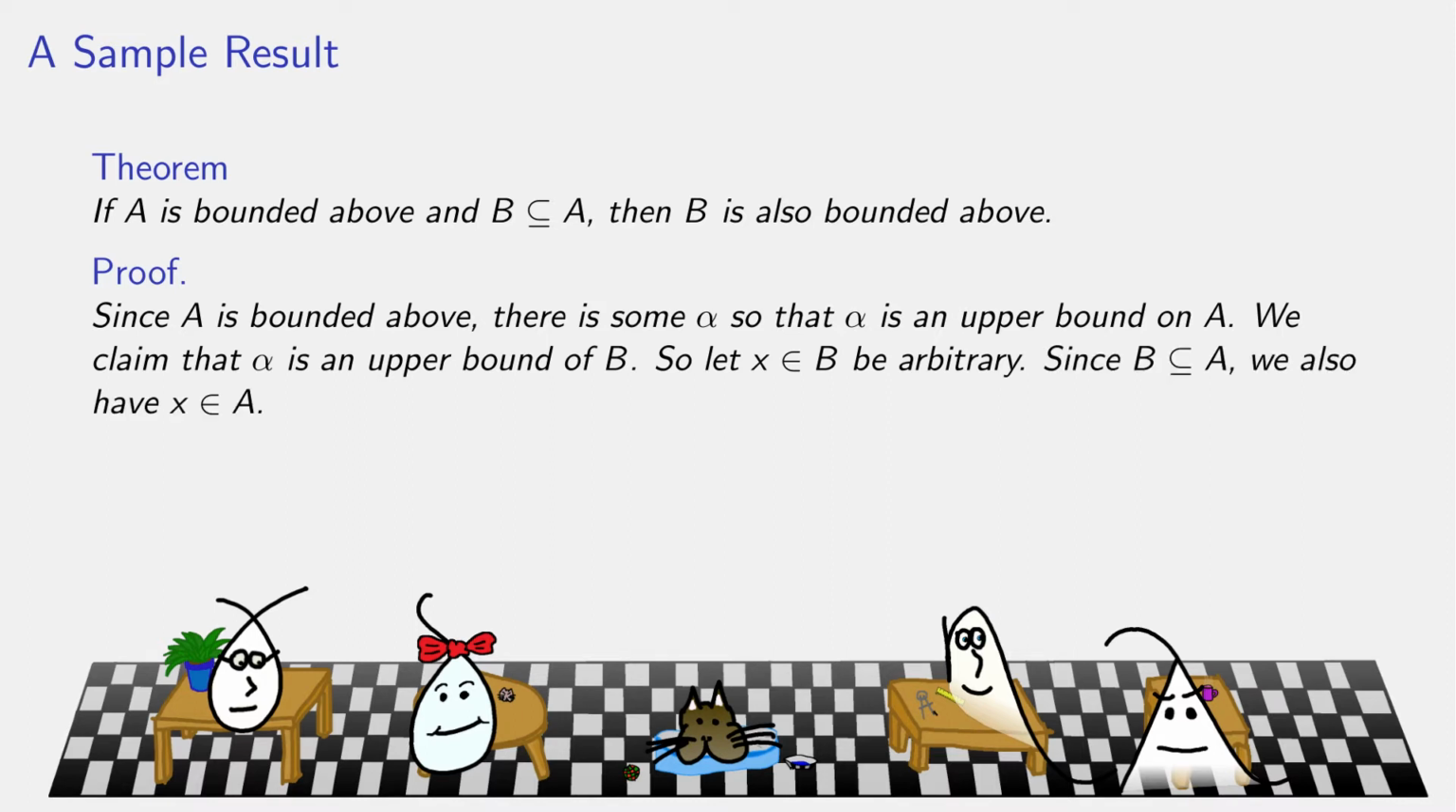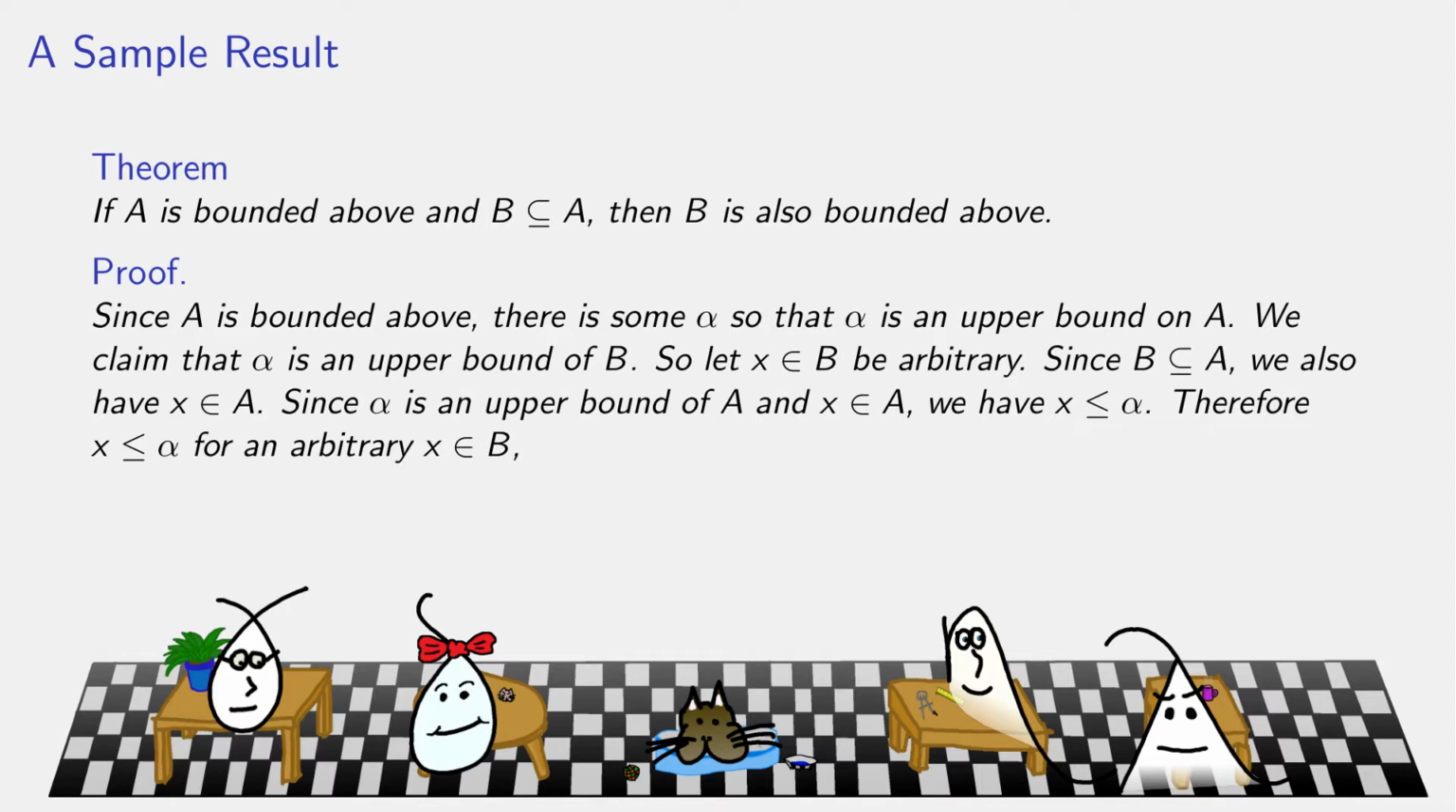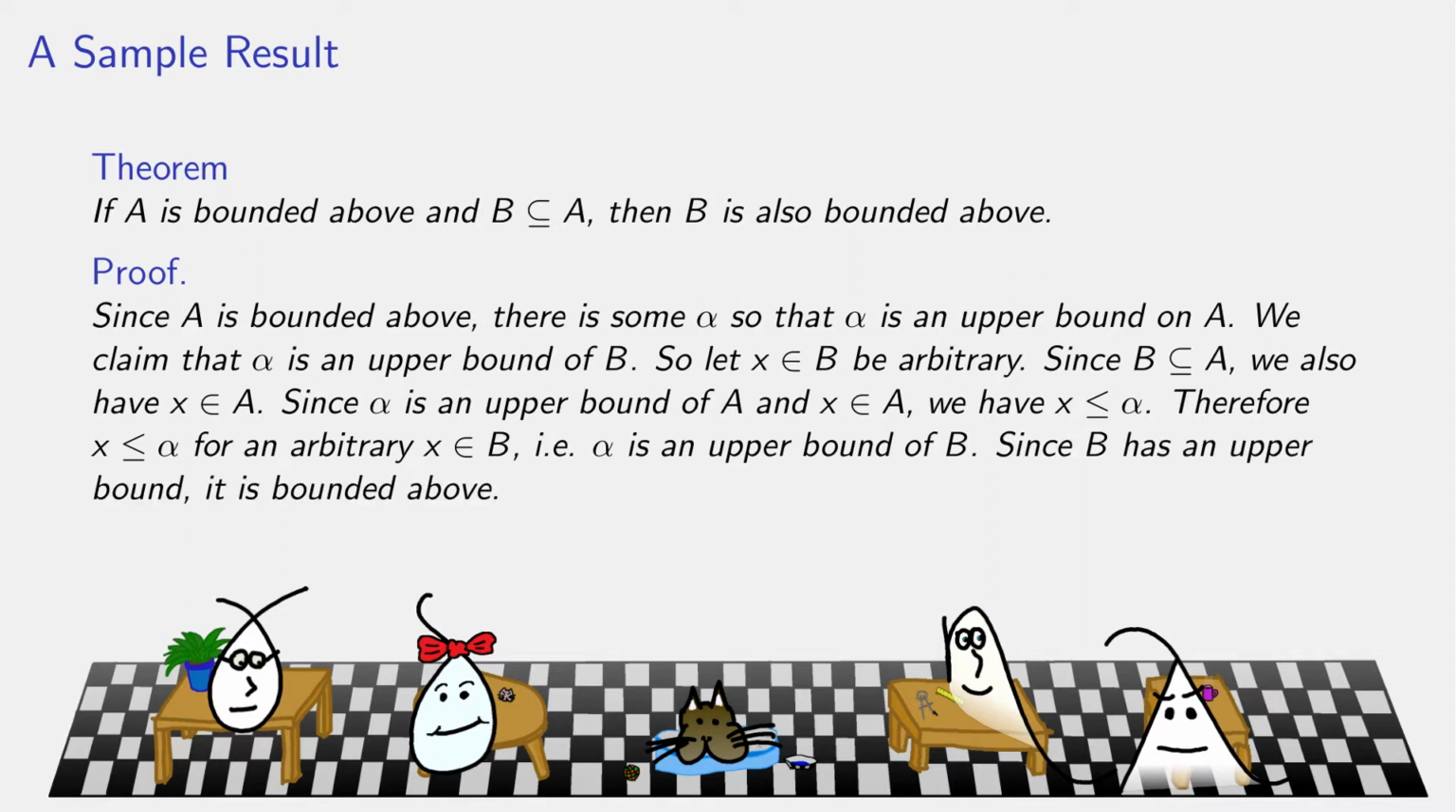But B was a subset of A, so if x is in B, x is also in A. And what did I know about alpha? It was an upper bound on A. Therefore, x is less than or equal to alpha. And this was for an arbitrary element of B. So since x is less than or equal to alpha for any element of B, alpha is an upper bound of B. By definition, therefore, the set B is bounded above. Isn't this obvious? Yeah, well, kinda. If I have a set that has an upper bound, and then I only take some elements of that set, it's still bounded above.